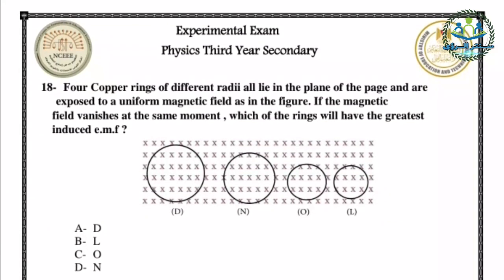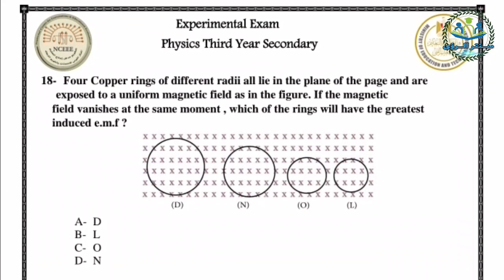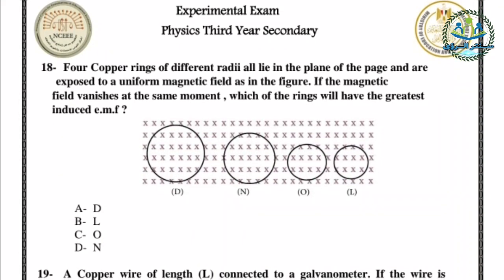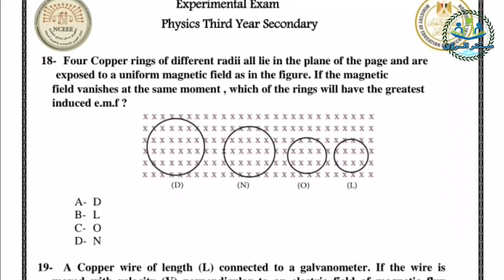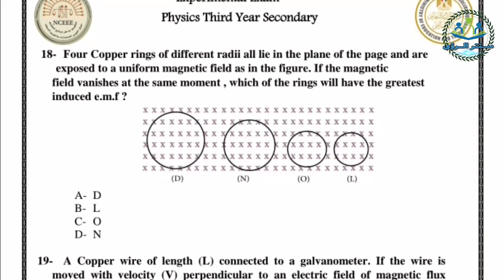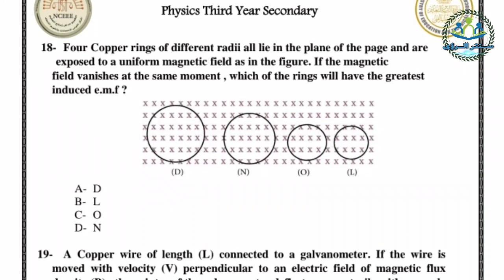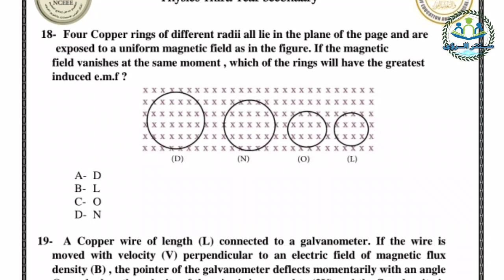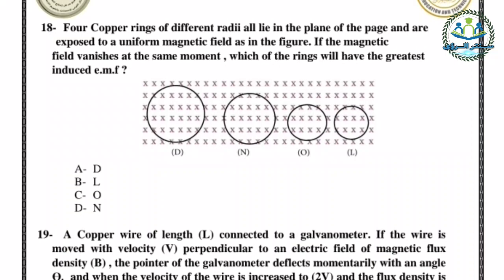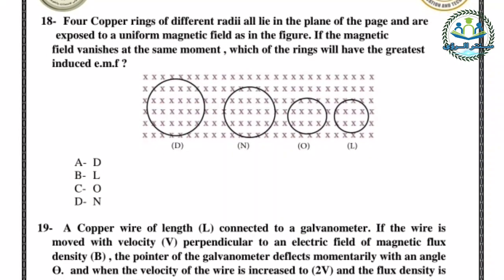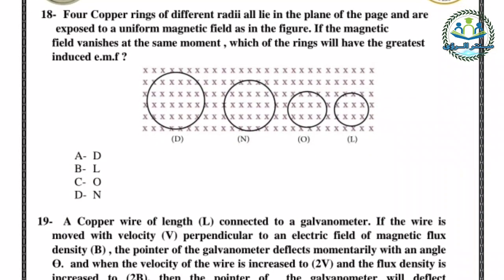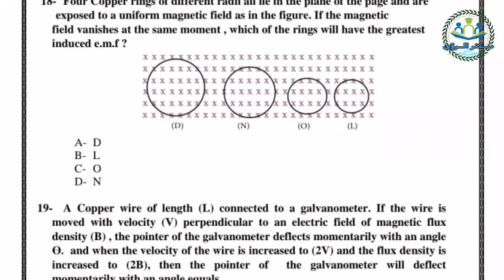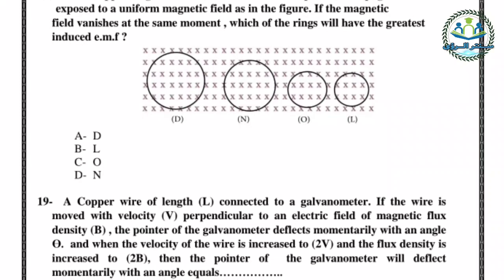18. Four copper rings of different radii all lie in the plane of the page and are exposed to a uniform magnetic field as in the figure. If the magnetic field vanishes at the same moment, which of the rings will have the greatest induced E.M.F? A, B, C, D.